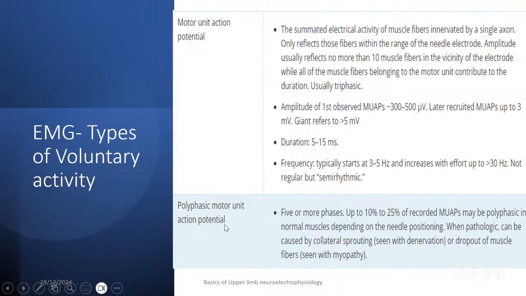Polyphasic motor unit action potentials have 5 or more phases. Up to 20 to 25% of recorded MUPs may be polyphasic in normal persons, depending on the needle positioning. Pathology can be caused by collateral sprouting, seen with denervation, or drop off of muscle fibers, seen with myopathy. So in neuropathies, it is collateral sprouting. In myopathies, it is dropout. So these are the types of voluntary activity which we do in the EMG.